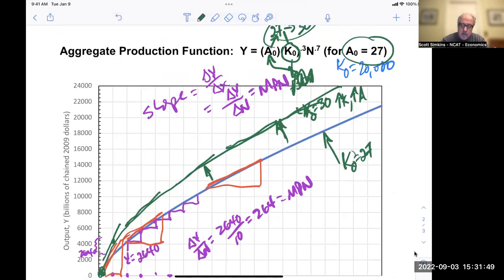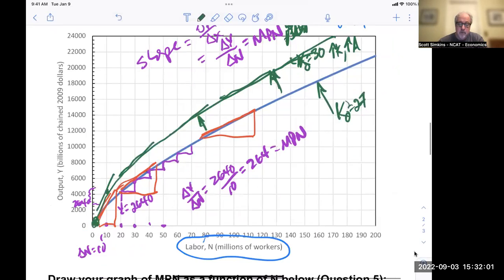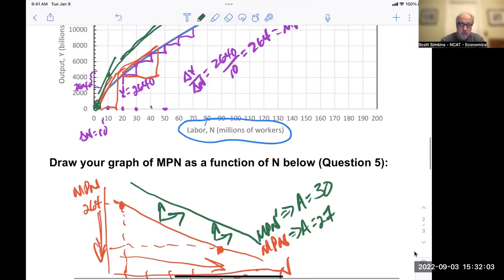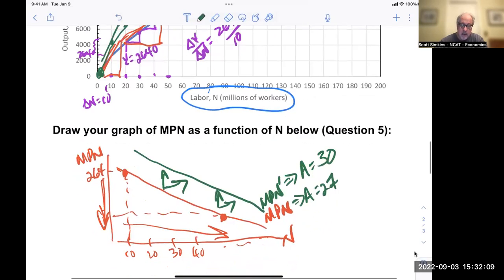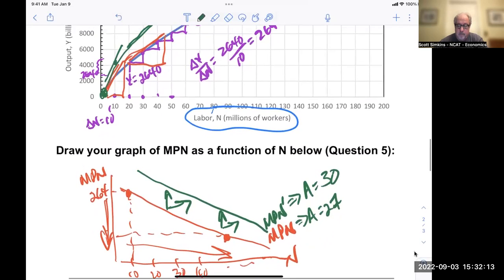And we get a graph that looks like this. There are diminishing marginal returns to labor. It's not a straight line. It's a line that flattens out, which means that the marginal product of labor decreases as N gets bigger. That's that orange line.